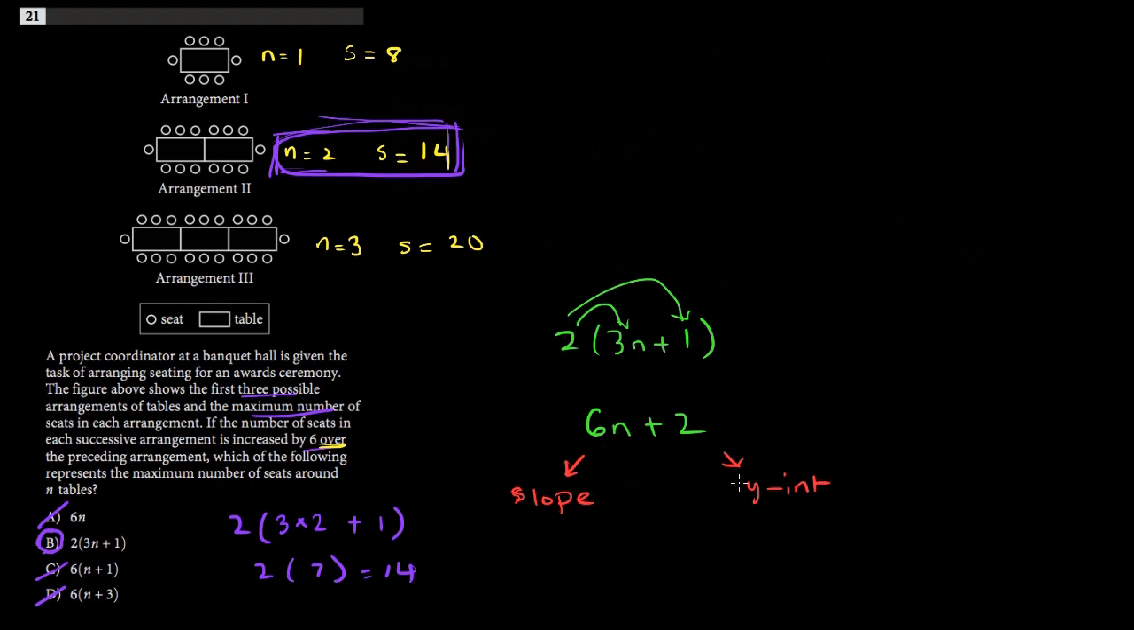Well, the 2 y-intercept, if you try to imagine when n is equal to 0, they say that each table brings 6 seats, right? Basically what that means is, if I make an imaginary arrangement, let's say arrangement 0, before the 1, then there are going to be 2 seats without tables. Without any tables, there'll be 2 seats. That's our starting value. That is our y-intercept. And so answer choice B makes sense.